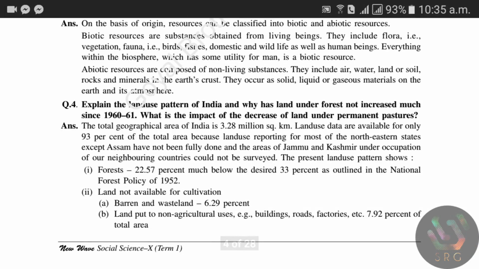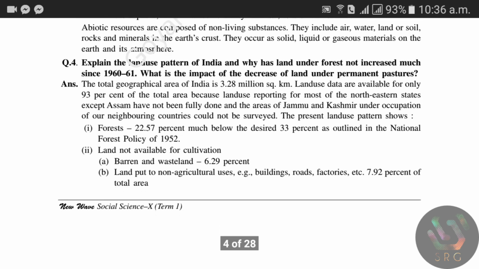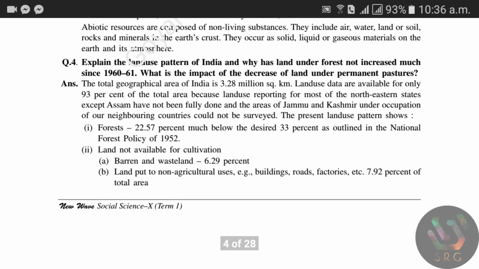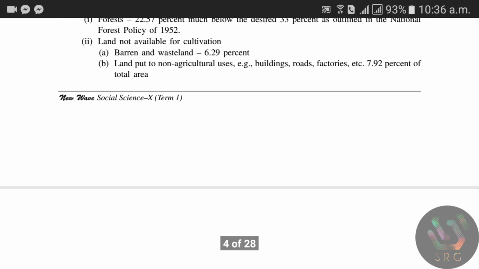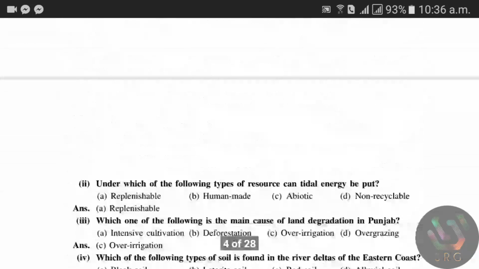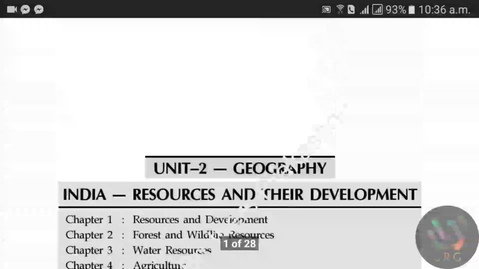Explain the land use pattern of India and why has land under forest not increased much since 1960-61? What is the impact of the decrease of land under permanent pastures? This is the page derived from the book, social science, geography.